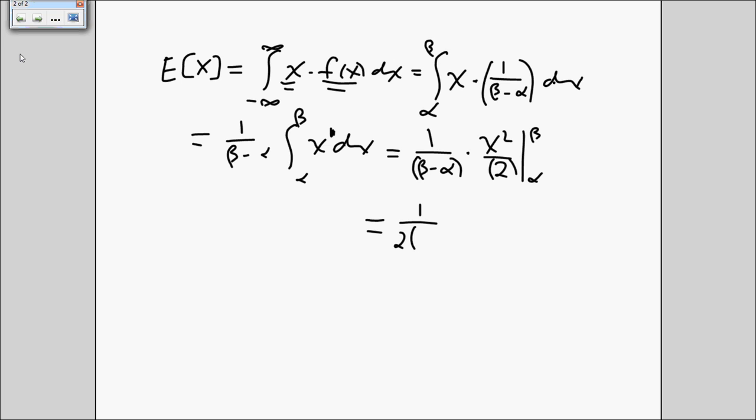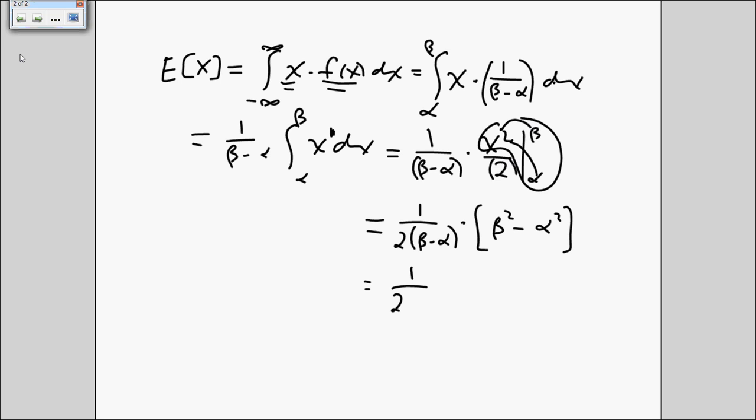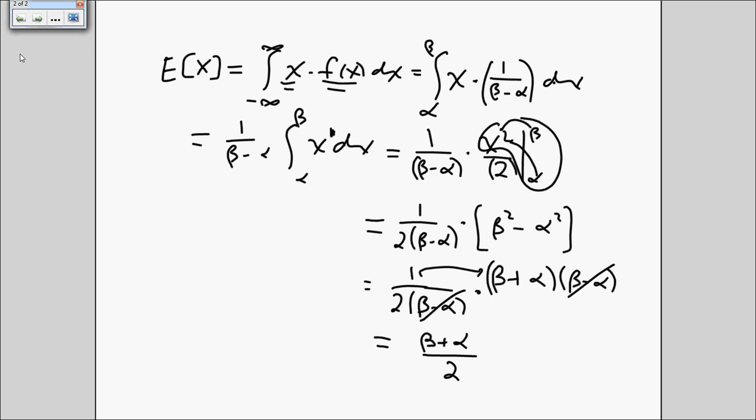You have 1 over 2 times beta minus alpha times this. You plug in beta, you get beta squared. Minus, you plug in alpha, you get alpha squared. A little algebra, and we'll be done. Beta squared minus alpha squared is beta plus alpha times beta minus alpha. The beta minus alpha cancels, and you get 1 times beta plus alpha, which I hope is obvious, over 2. And that is your expected value. Notice it's the midpoint of alpha and beta.